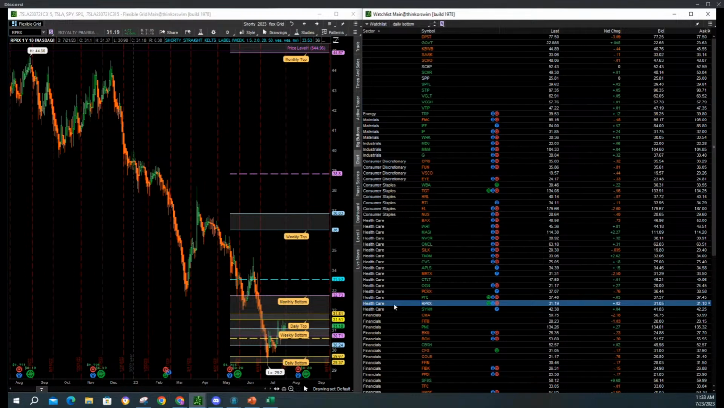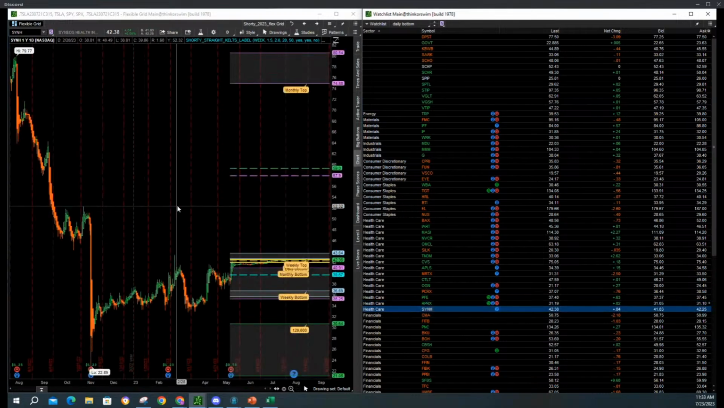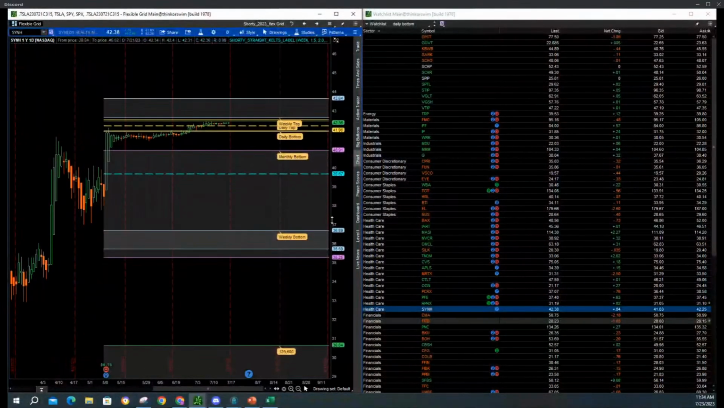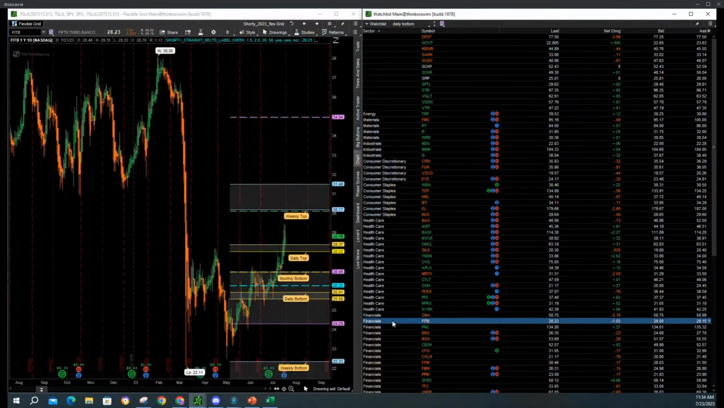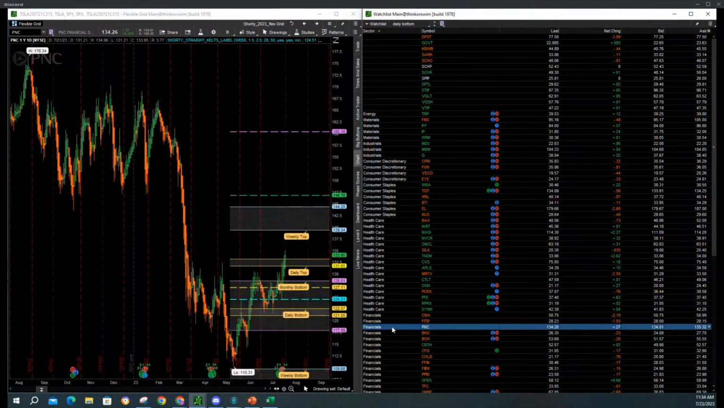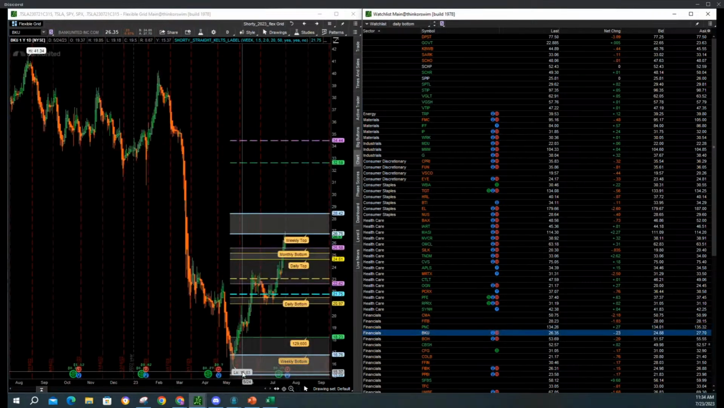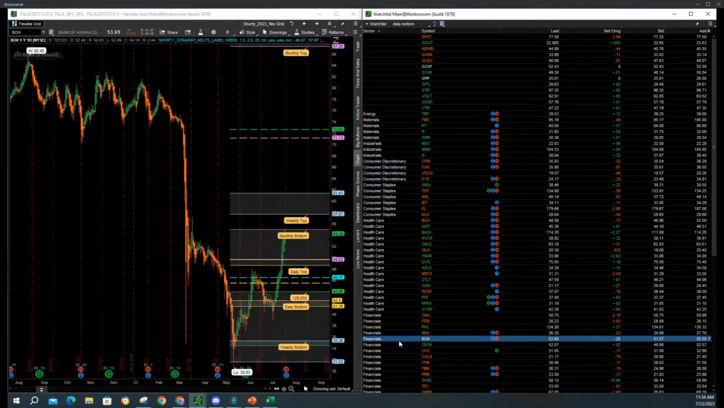Or PRX. I don't like this one, just too much overhead at the moment. Same with this one here. Too far. They already had their bounce. You guys see from the weekly bottoms, they already bounced. Yeah, I'm not interested in any of these. I'll be interested in shorting all the financials here.